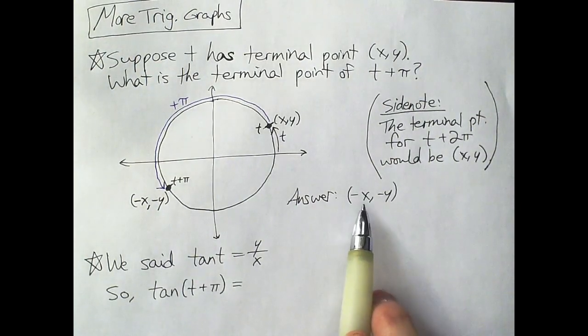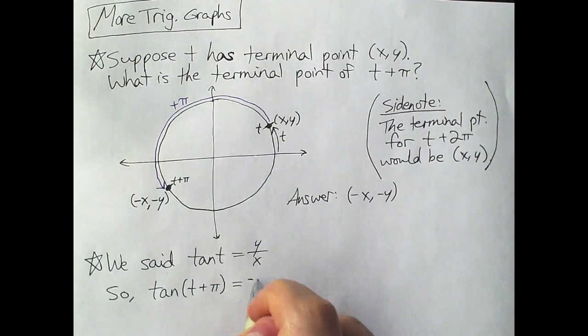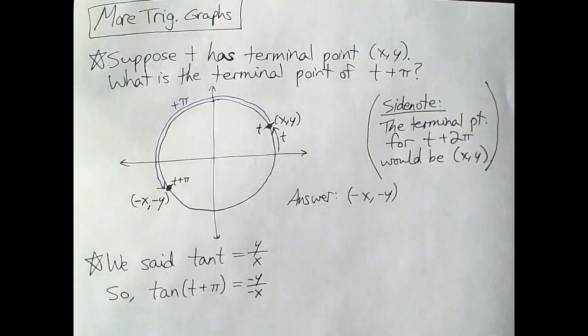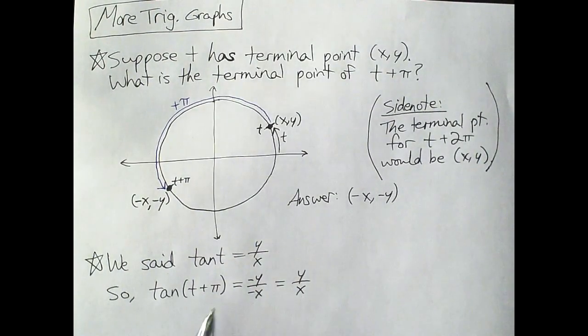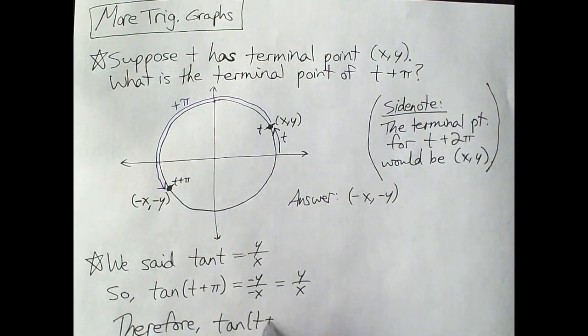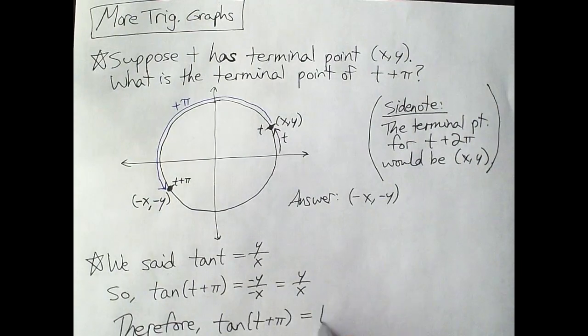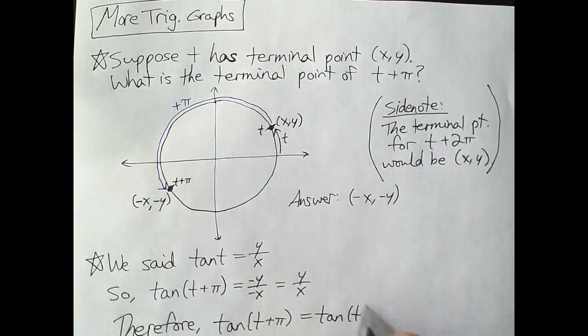It would be this y coordinate over this x coordinate. So negative y over negative x. But negative over negative just becomes positive. So this is y over x. So if I do tangent of t plus pi, I just get the same thing as if I had done tangent of t. We'll say, therefore, tangent of t plus pi equals tangent of just t.